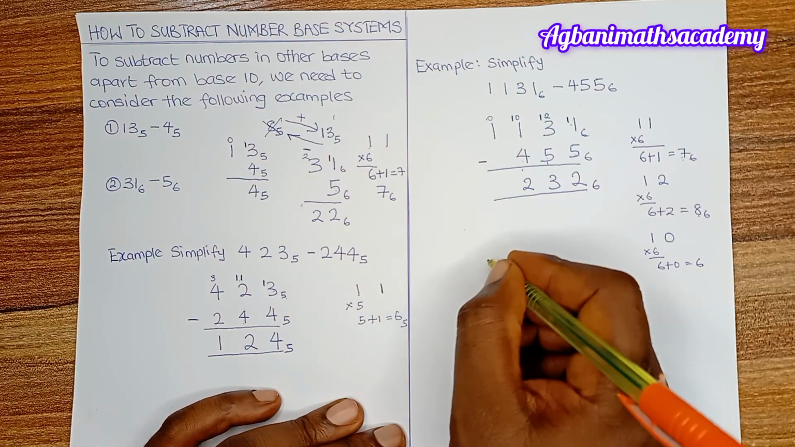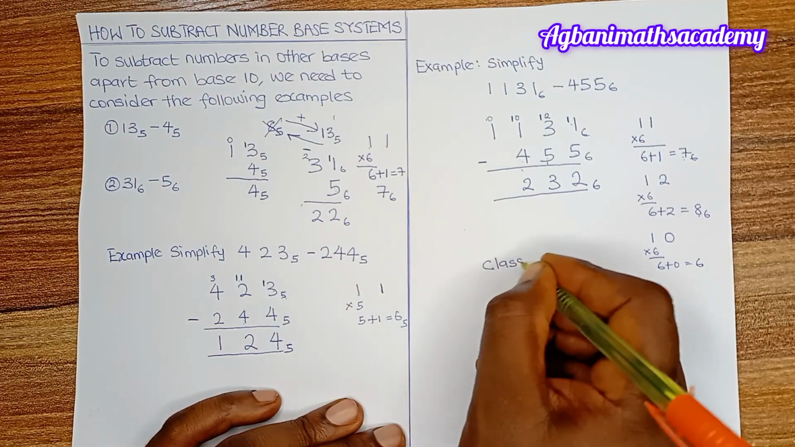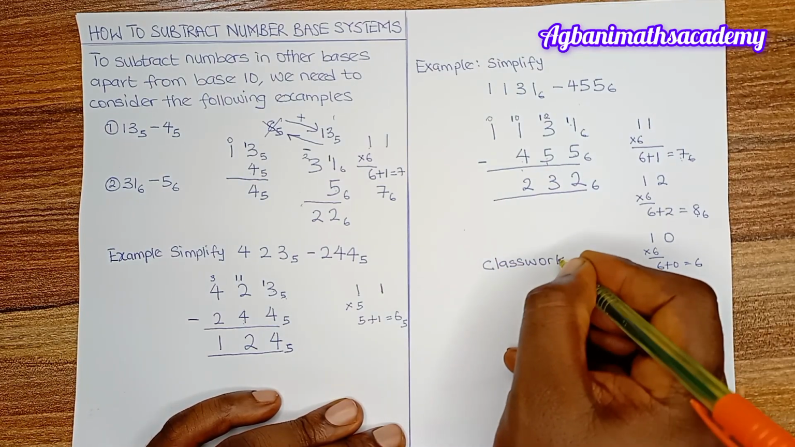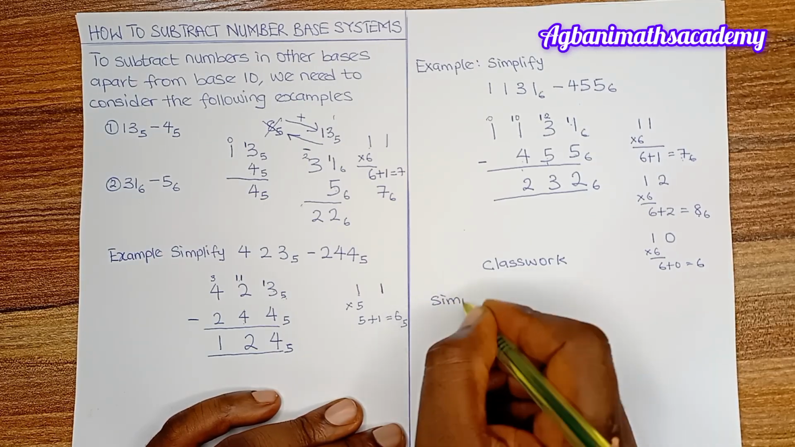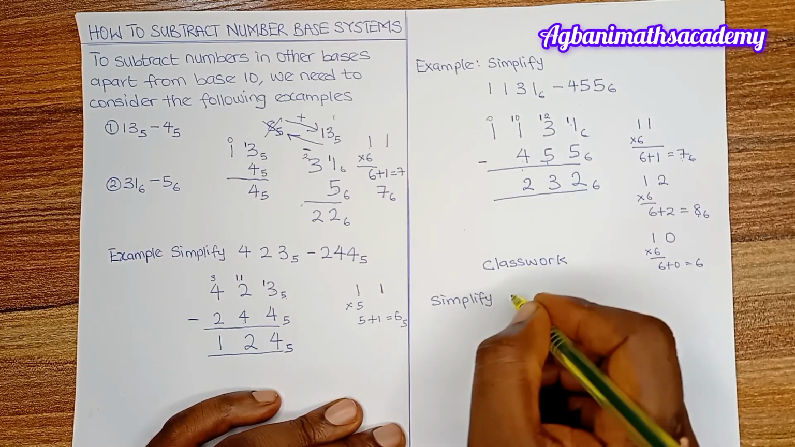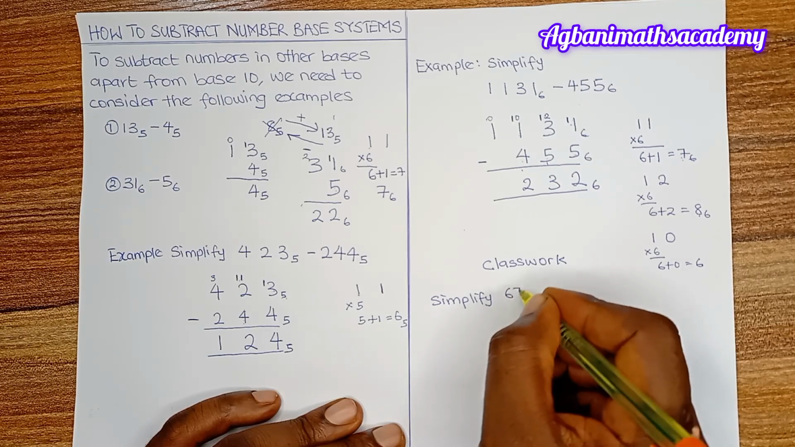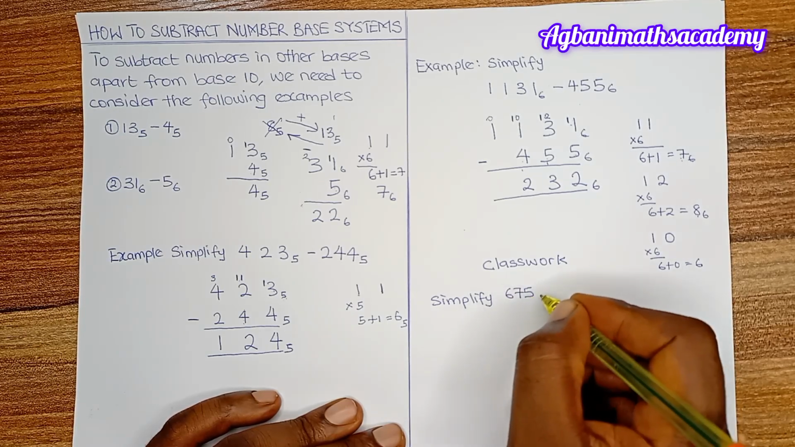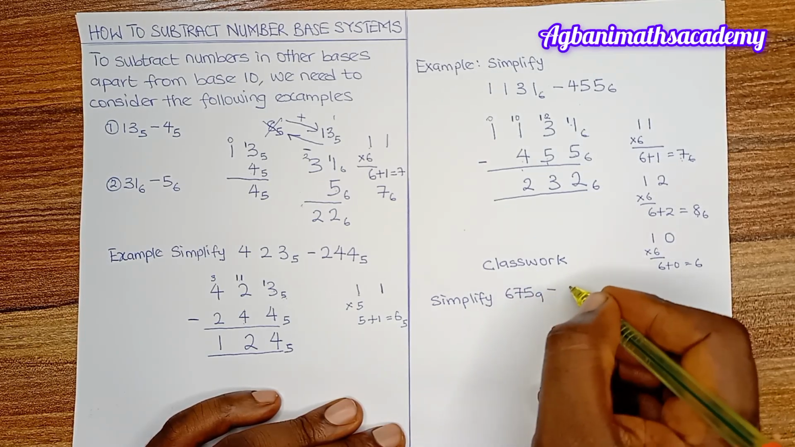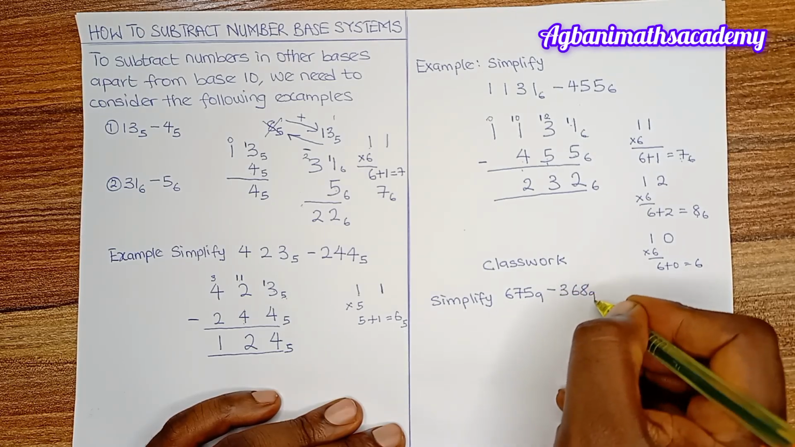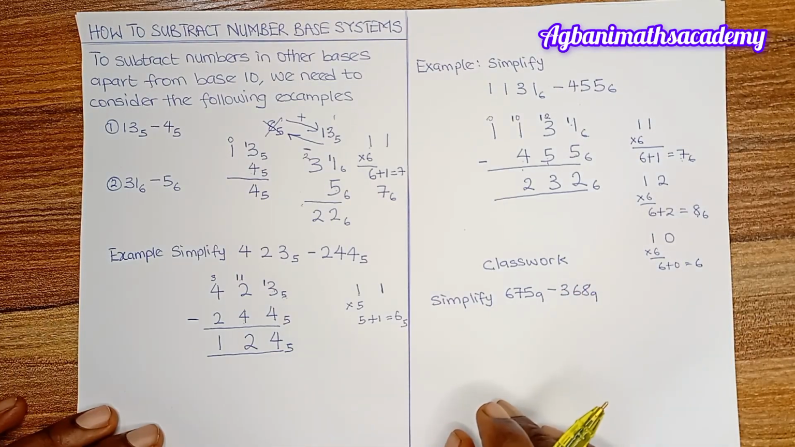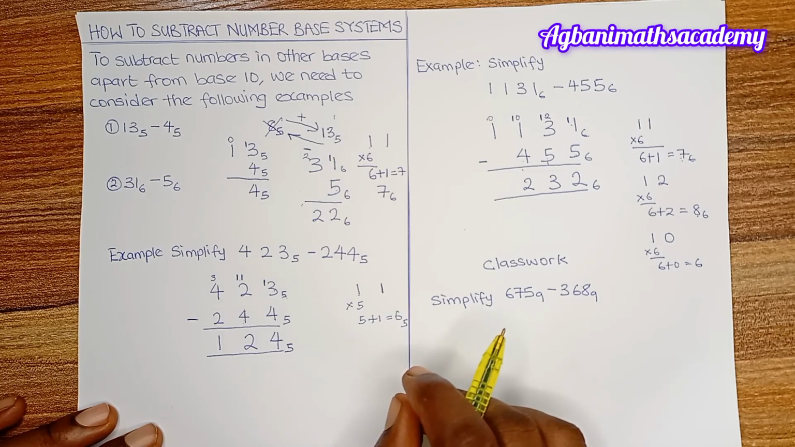If you did, try out this classwork and leave your answer in the comment section. Okay? Simplify. 675 base 9 minus 368 base 9. Okay, I'd like to see your answer to this question.